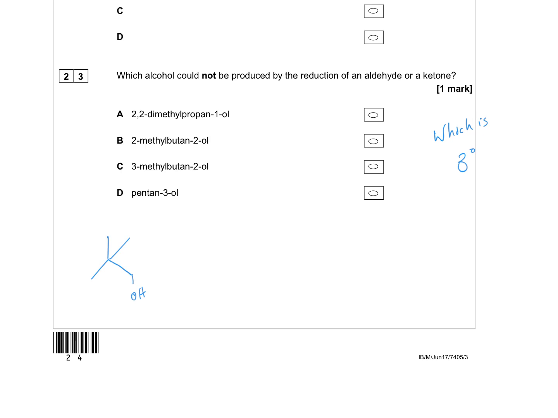So A looks like that. There's B. And then if we draw C, okay, 3-methyl butanol, and then pentan-3-ol. So by sketching them, I can see that B is the one that's tertiary.